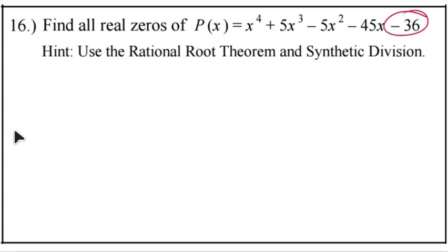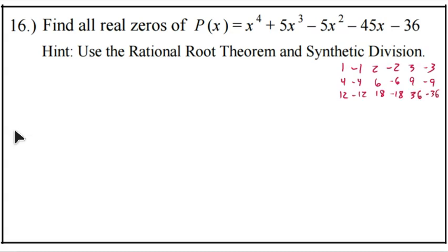Okay, so the factors of negative 36 are going to be 1, negative 1, 2, negative 2, 3, negative 3, 4, negative 4, not 5, but 6, negative 6, not 7, not 8, but 9, negative 9, and then 12, negative 12, and then 18, negative 18, and then 36, and negative 36, okay?